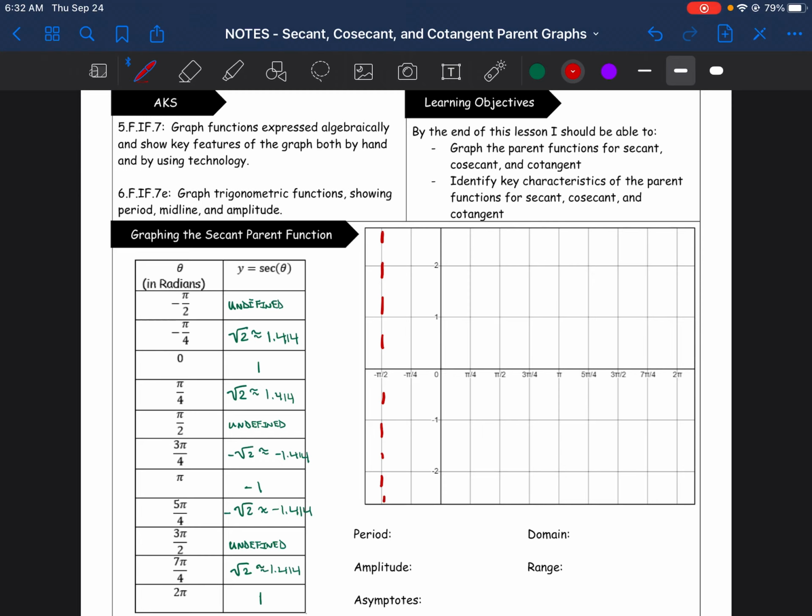We have one at pi over 2. And we have one at 3 pi over 2. Okay, and now let's go ahead and just start plotting some of these points here. So at negative pi over 4, we have about 1.41. So here's negative pi over 4. 1.41 would be about roughly right there. We're just estimating. At 0, we go to 1. And at pi over 4, we go to 1.414 again. And let's go ahead and sketch what this graph would look like. And we'll check in Desmos later if our graph is accurate.